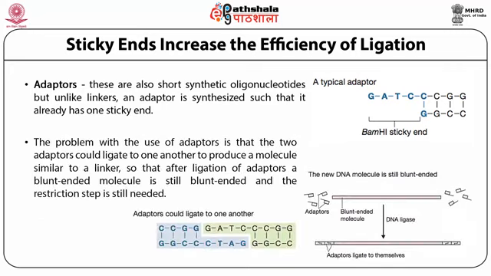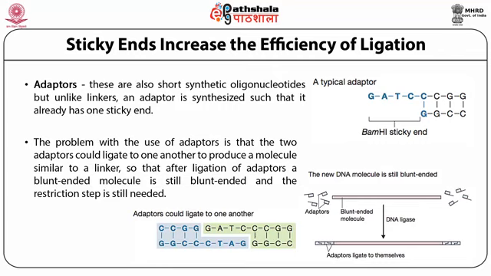The problem with using adapters is that two adapters could ligate to one another to produce a molecule similar to a linker. Both sticky ends are complementary and can be ligated. So after ligation of adapters, a blunt-ended molecule is still blunt-ended, and the restriction step still needs to be performed. As shown in the picture at the bottom, on the right side, two adapters come together with complementary sequence. If you concentrate on the GATC sequence, they form complementation, and the discontinuities are sealed by phosphate bonds through the action of ligase.